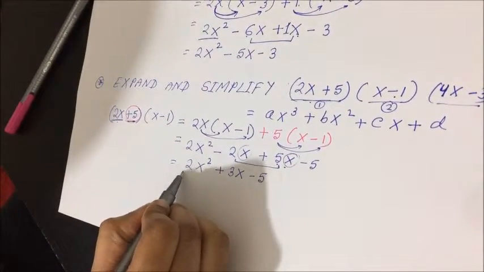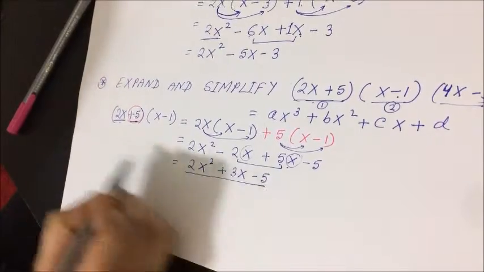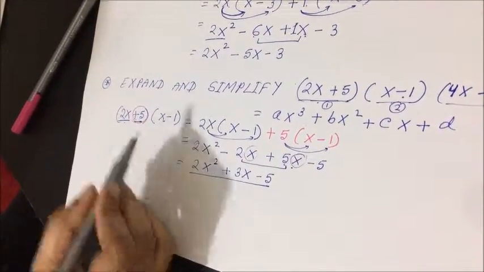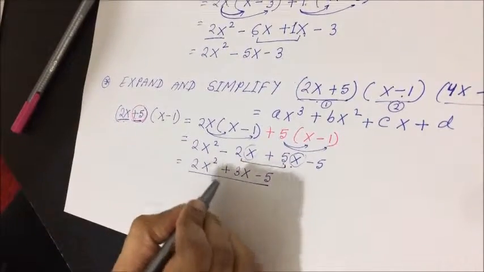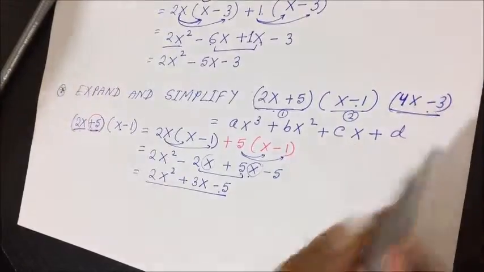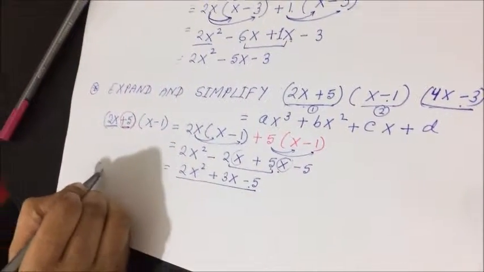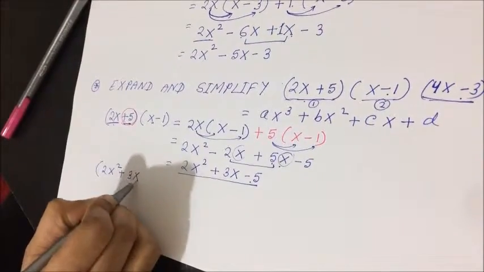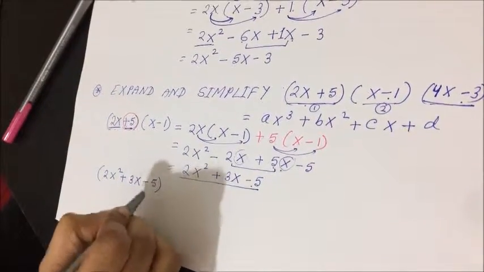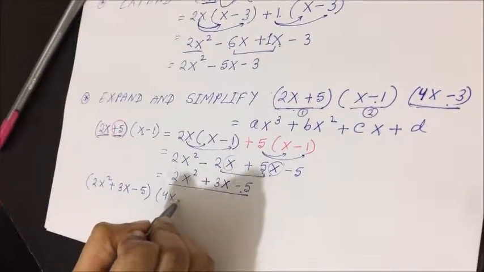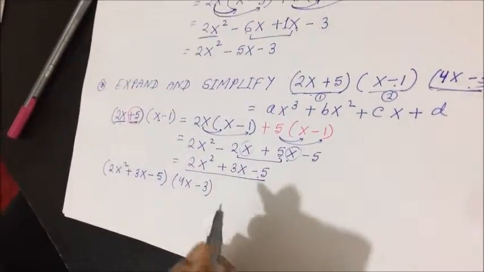Now, this is my result of the first two bracket simplification. Now I'm going to multiply this result with my third expression. How do I do that? Let's write it down together. 2x squared plus 3x minus 5. I'm going to multiply this part with the 4x minus 3.